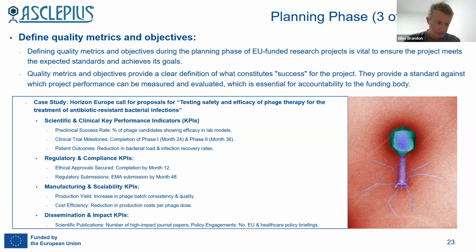And then thinking about other aspects of the project, about dissemination and impact. A classic one in all EU-funded projects is to specify a KPI for the number of scientific publications. We even have that KPI for the ASCLEPIUS project. So that's some words about the planning phase.